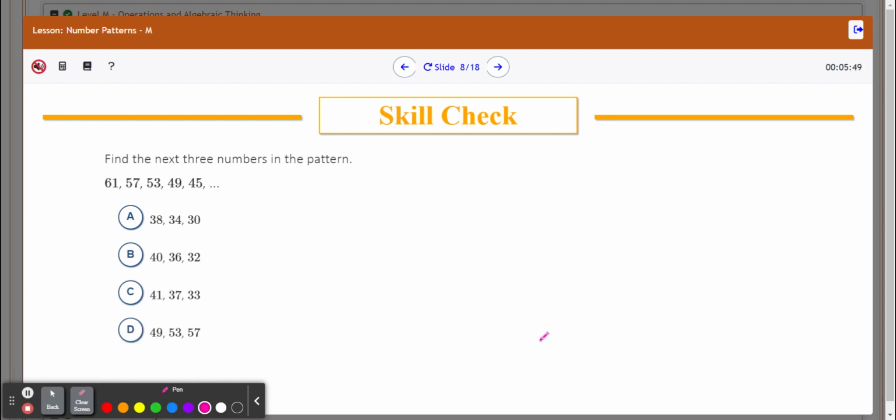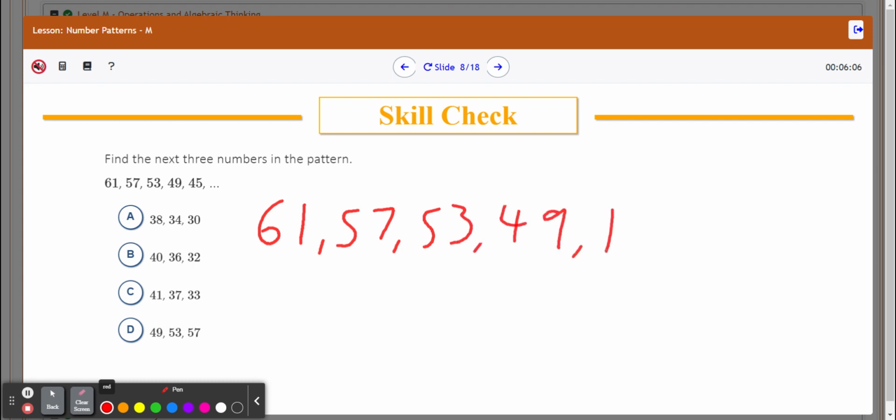Now, the number pattern isn't always just going to be adding numbers. It could do different operations as well. So let's look at this one. 61, 57. Well, I can tell immediately that these numbers are going down now. They're not going up, they're going down. Which is telling me if they're going down, it's either subtraction or division. So let's try to figure out what our rule is for this one.